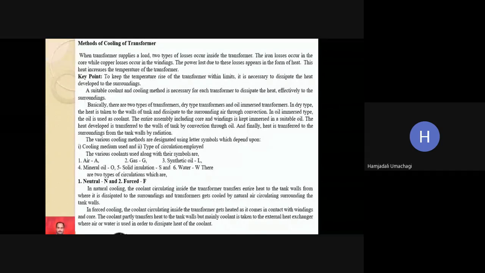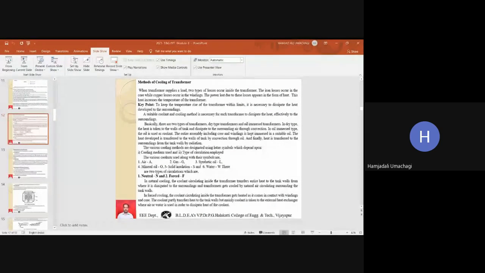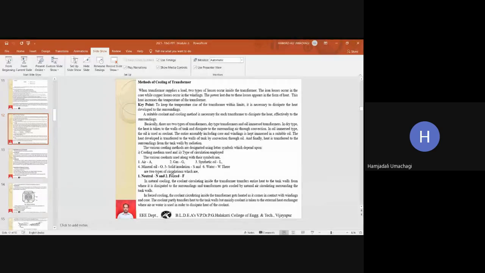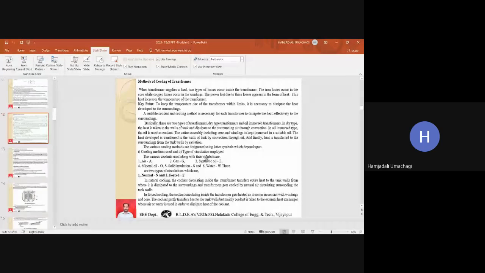Based on that, we classify into two types. One is the cooling medium used, meaning what type of medium we are using, whether air, gas, some mineral oil or some synthetic oil. The other is the type of circulation, meaning how that medium is circulating. The various coolants used along with their symbols are: suppose I use air as the cooling medium, then that cooling method is simply denoted as capital letter A.